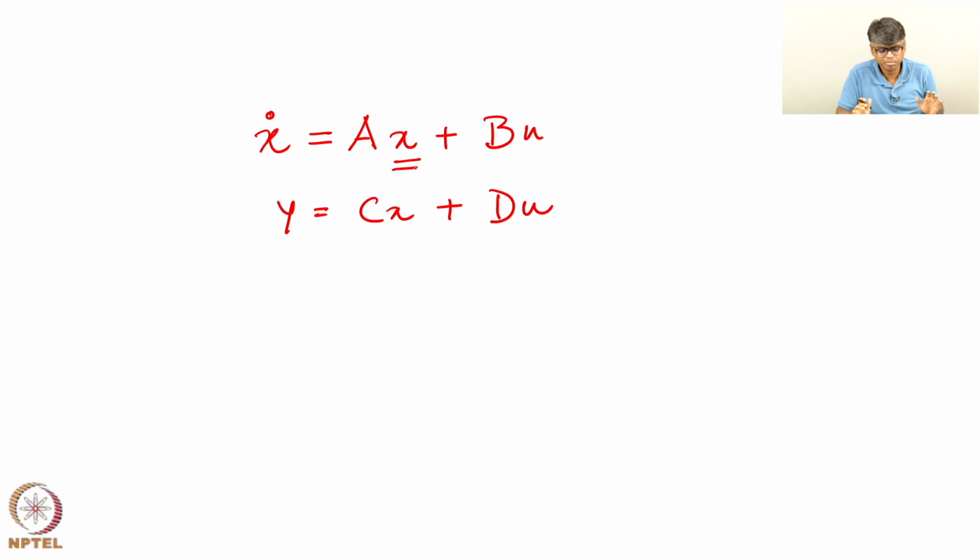It does not show up in the input output description of the system. It is the input and the output that we are interested in, but the description is given in terms of x. Can we eliminate x? Yes, we can indeed eliminate x. We can obtain the transfer function that relates u and y, right? But transfer function is not what we are interested in.